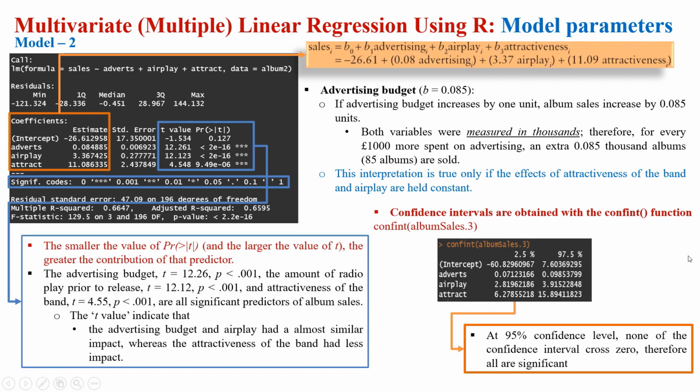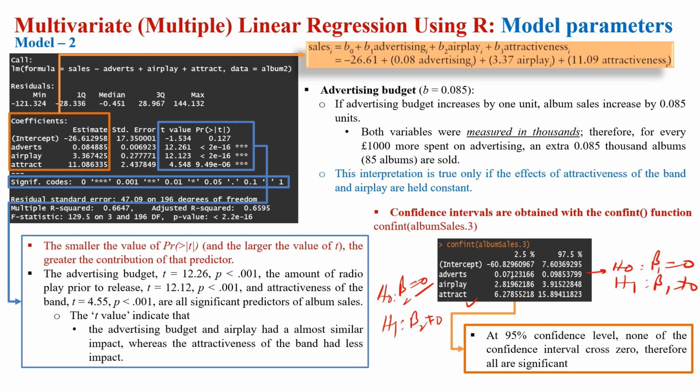If I want to check whether the advertisement variable significantly affects the response variable, the H naught will be beta 1 equal to 0, whereas the alternative would be beta 1 not equal to 0. Similarly, for airplay, H naught is beta 2 equal to 0, whereas the alternative is beta 2 not equal to 0. For attractiveness, H naught is beta 3 equal to 0 and the alternative is beta 3 not equal to 0.